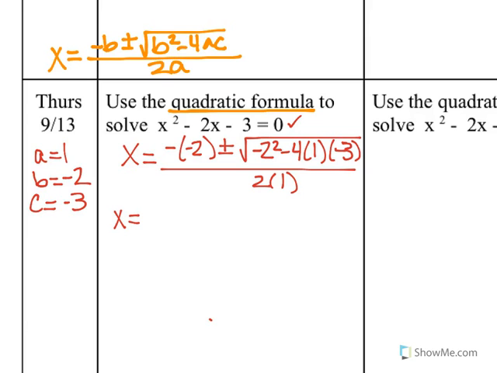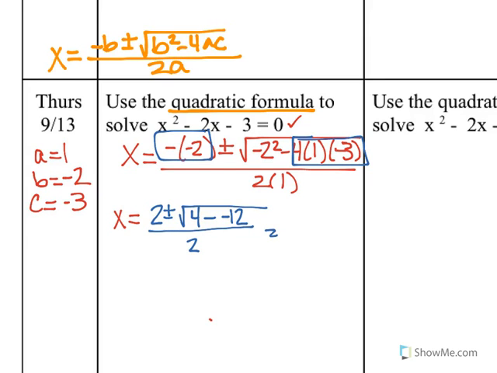So our first thing to simplify is this negative 2. The double negative sign, they actually cancel each other out. So we have 2 plus or minus the square root. Negative 2 squared is 4. And then if I multiply all of this together, 4 times 1 is 4, times negative 3 is a negative 12, over 2 times 1, which is 2.